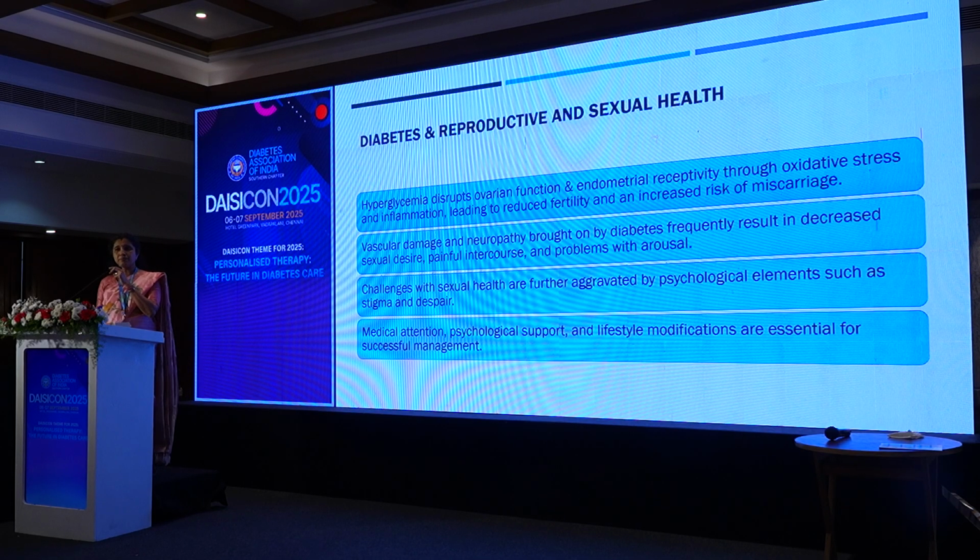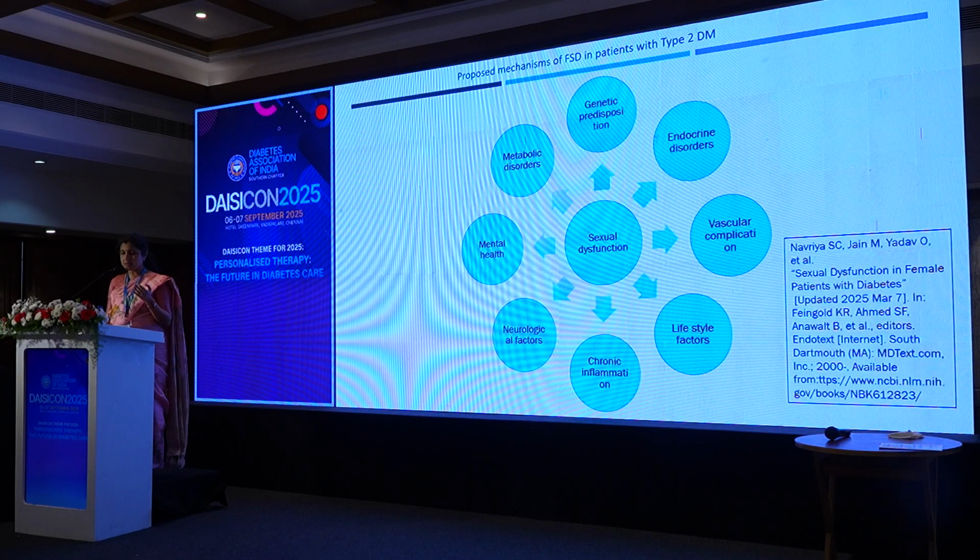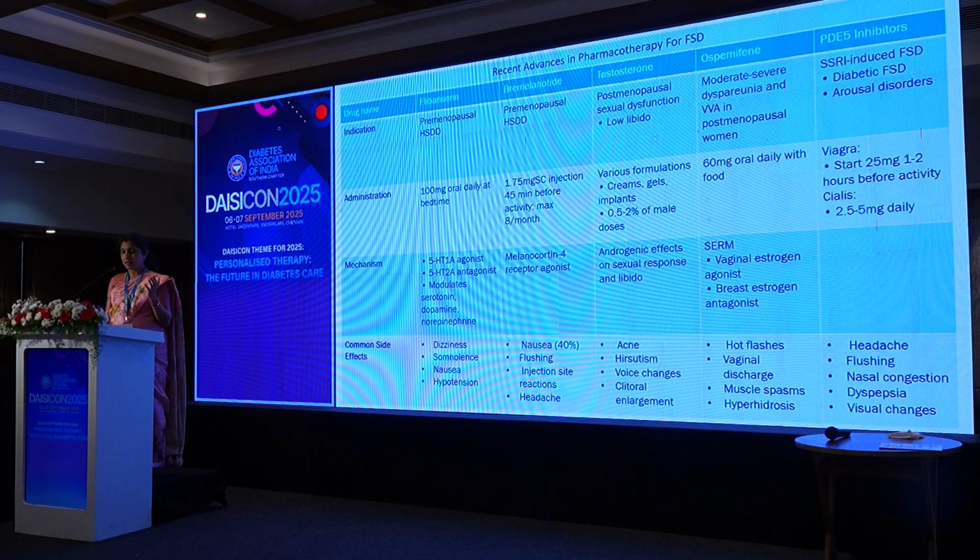Female sexual dysfunction is encountered, especially in people with diabetes. That is because of the vascular damage and neuropathy brought on by diabetes, which frequently result in decreased sexual desire, painful intercourse, and problems with arousal, which also causes psychosomatic stress and marital discord. So the causes are all these: genetic predisposition, endocrine disorders, vascular complications, lifestyle factors, neurological factors, and mental health, not to forget the chronic inflammation.